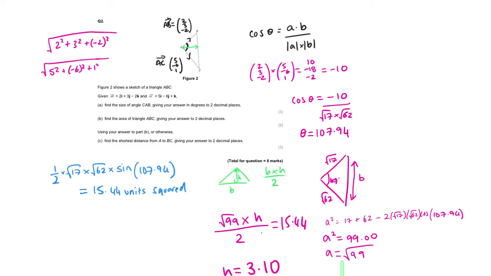Some of you might have got root 99 by not using cosine. You would have done, and this is also correct, vector BA plus AC to find the direction vector of BC. And then obviously you found the magnitude of that to find the length. That's also going to give you root 99. There are many different ways you could have done this.